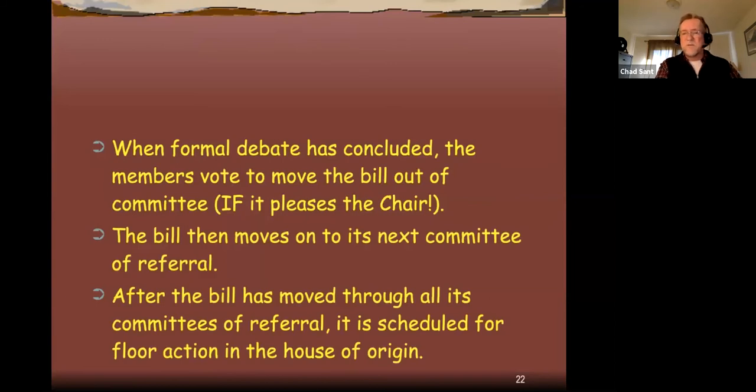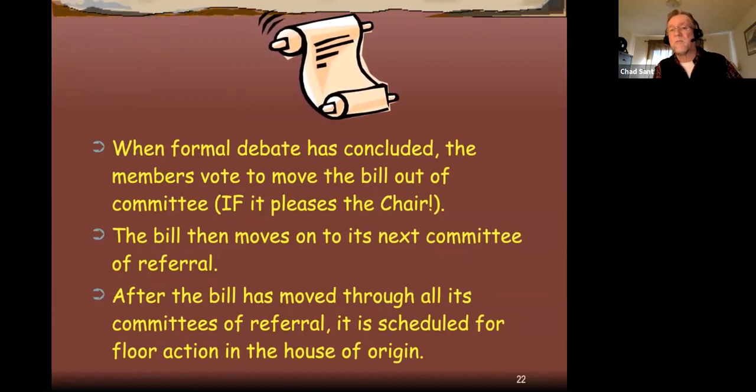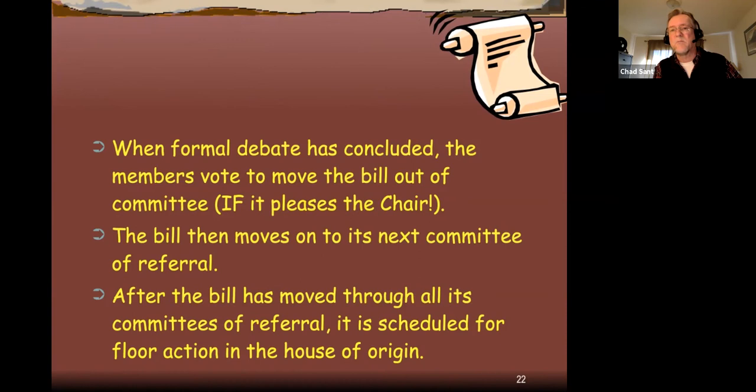So the bill then moves on to its next committee or referral, if it survives. After the bill has moved through all of its committees of referral, it is scheduled for floor action. This is confusing because some people think all bills have to go through all committees. That's not true. Sometimes they have to go through two, sometimes five, depending on the bill and which committees might have a vested interest in it. And again, those rules are set by either the Senate President or the Speaker of the House and their caucuses, either the Democrats or the Republicans.